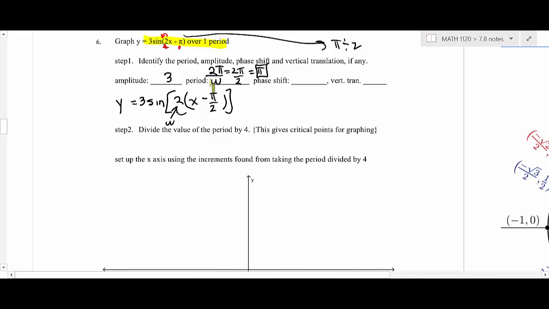Okay, phase shift. What's the phase shift? Pi over 2. Which way? Right or left? To the right. Okay, it's got the minus sign, so you want to do that like that. So we'll say we have a phase shift of pi over 2 to the right.